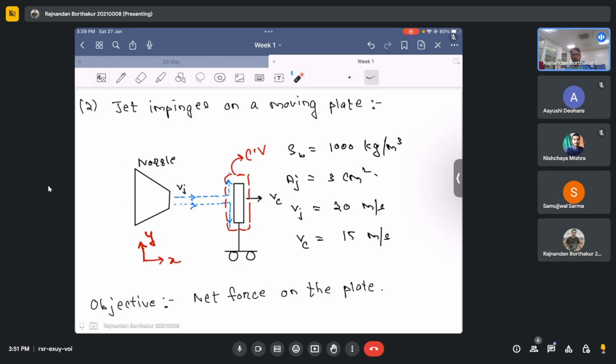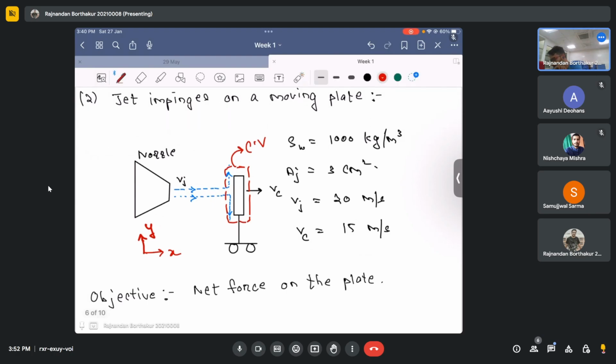I hope the question is clear. If this jet, which possesses a velocity Vj and an area Aj, hits the plate, which in turn is moving with some velocity of 15 meter per second, then what actually is the force that this jet exerts on this plate? This is something that we seek to find.